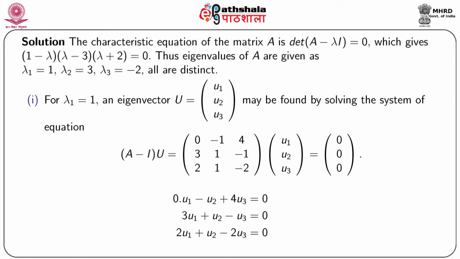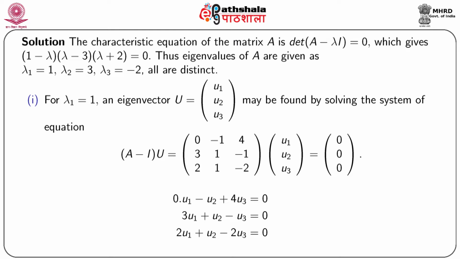Now, you have to solve these equations for u1, u2, u3, for non-zero values of u1, u2, u3. And if you do that, you will get one of the solutions to be minus 1, 4, 1. Please note this equation has infinite number of solutions.